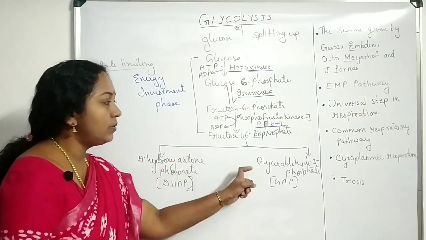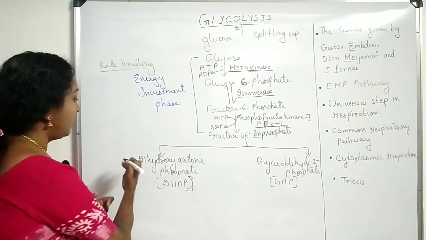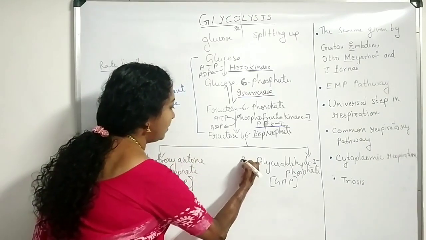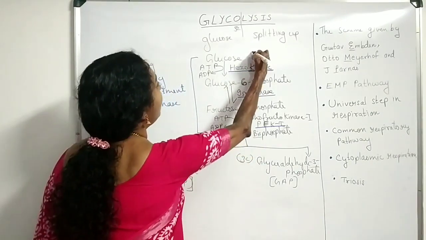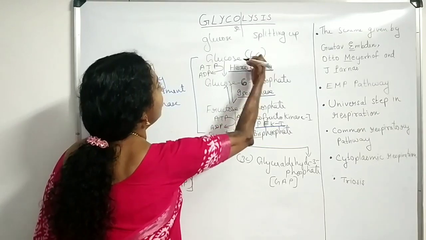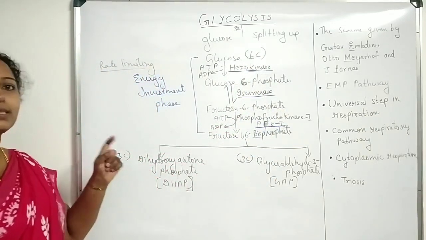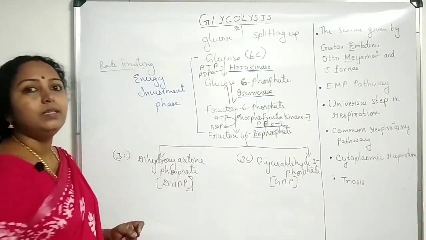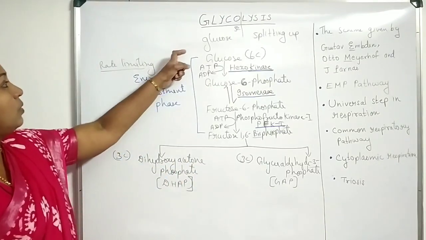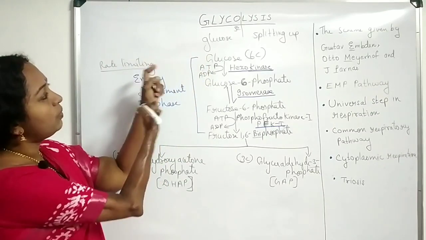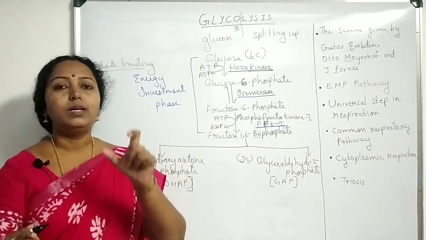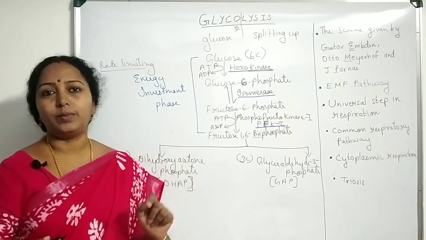And both these molecules have how many carbon atoms? Both of them are 3 carbon compounds. What kind of compound was glucose? Glucose had 6 carbon atoms. Now it got split up into 2 molecules, each having 3 carbon atoms. So glucose has 6 carbon. You call glucose a hexose, a sugar molecule having 6 carbon atoms.